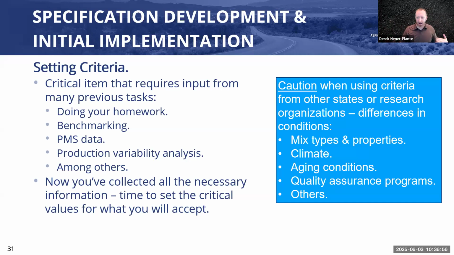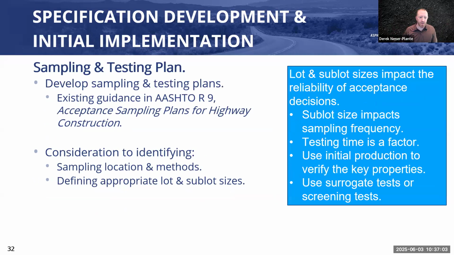So we need to understand how that feeds into the rest of the specification and what you're looking to do from a quality assurance standpoint. And so part of this, one of the tasks that we talk about, that if you're going to bring this into the production environment, you need to start to develop sampling and testing plans. There's some existing guidance in AASHTO R9, right? Balanced mix design doesn't throw any of that out, right? Of any of those principles of quality assurance that Tim talked about. There's consideration to identifying what's your location and method, what's lot and sublot sizes.